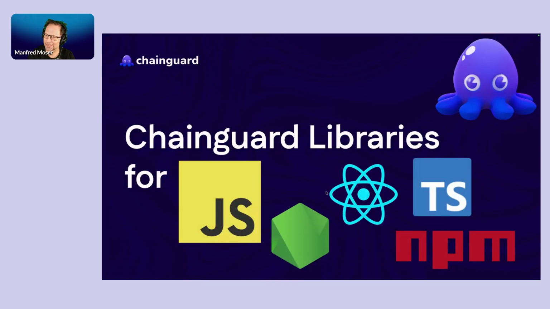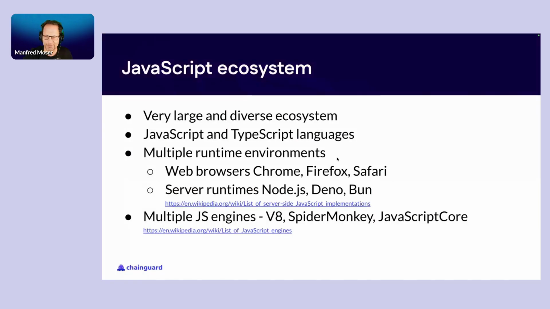As you can see here, I have the JavaScript logo, but there's also a whole bunch of other logos here. And that's important to understand. The JavaScript ecosystem is more than just JavaScript, right? There's TypeScript, and then there are all the frameworks on top of it that some people don't necessarily realize are all intertwined, like React and Node and npm. All of those tools and many, many more are all part of this Chainguard Libraries for JavaScript feature or product and the larger ecosystem that we support.